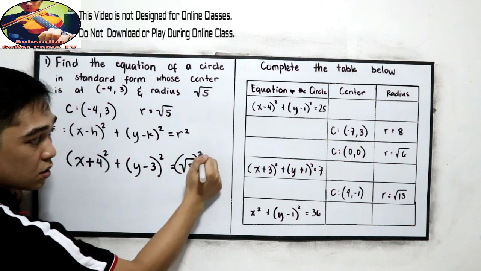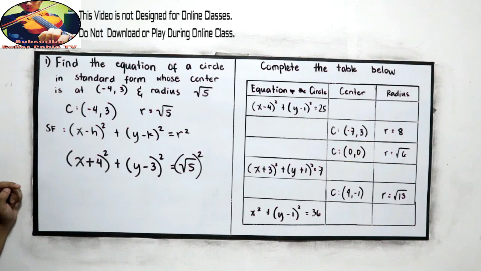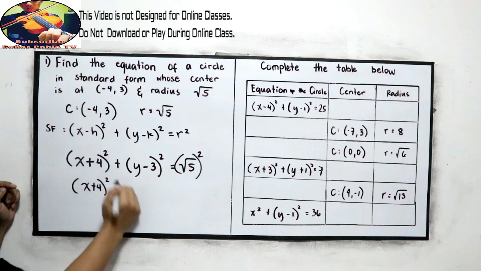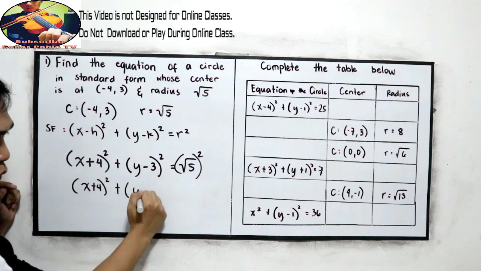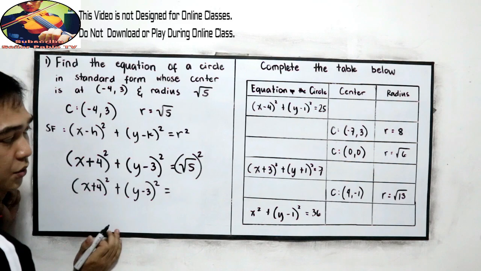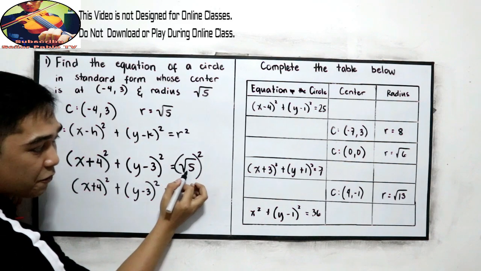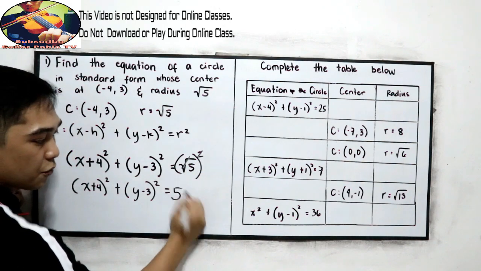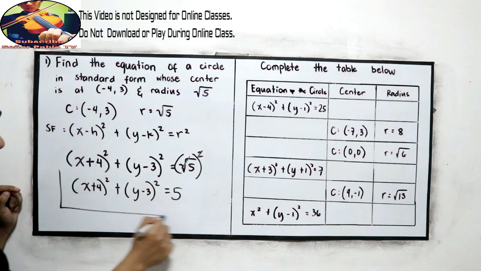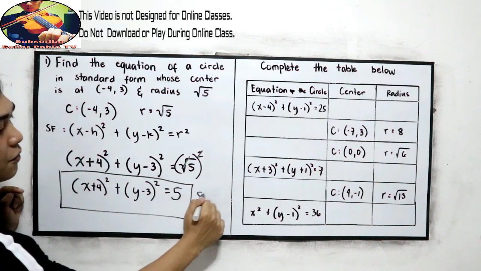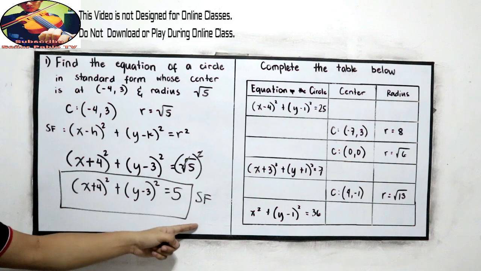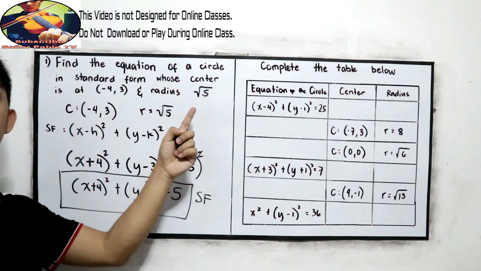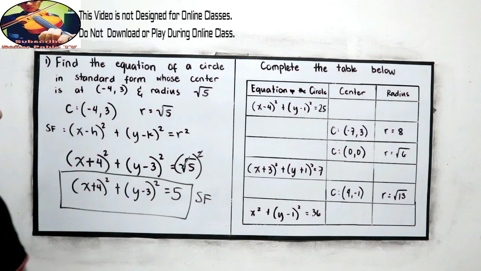We're going to square it. So our final answer is (x + 4)^2 + (y - 3)^2 is equal to, if we're going to simplify this, square root and square will be cancelled out, is equal to 5. So this will be the standard form of our circle, if the given is the center and the radius. Okay, that's it.